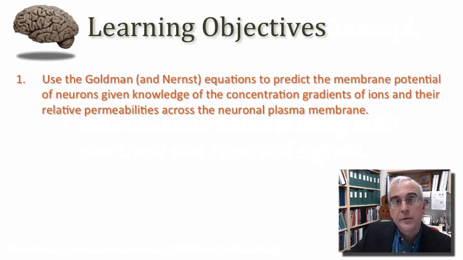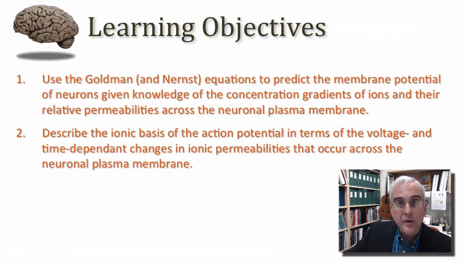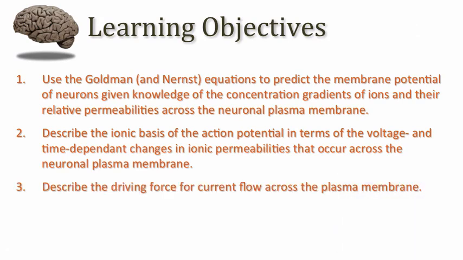I want you to be able to revisit the Goldman and even the Nernst equations and use those equations to gain an even deeper intuition about the membrane potential of neurons, to actually predict that value given knowledge of the concentration gradients of ions and their relative permeabilities across the neuronal plasma membrane. I want you to be able to describe the ionic basis of the action potential in terms of both the voltage and time-dependent changes in ionic permeabilities that occur across the neuronal plasma membrane.